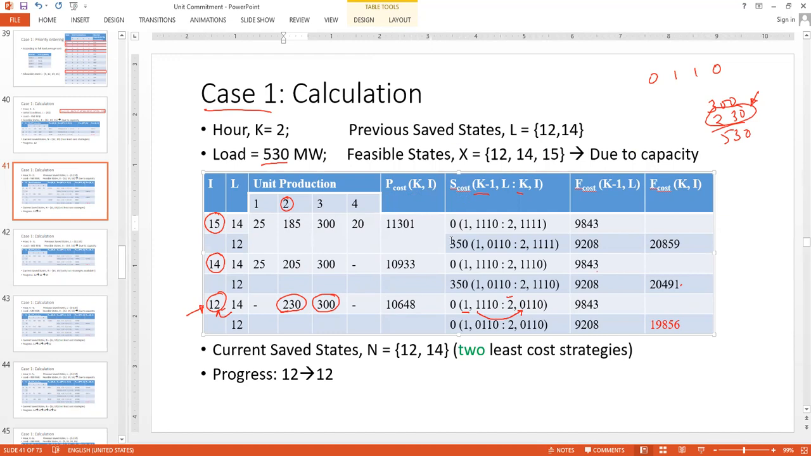The state transition cost from 12 to 15, the transition cost is there. So 12 to 15, that means from 0110 to 1111. Now unit 4, it doesn't have any transition cost. It doesn't have any startup cost. So only startup cost is this 350. So we have to choose it.